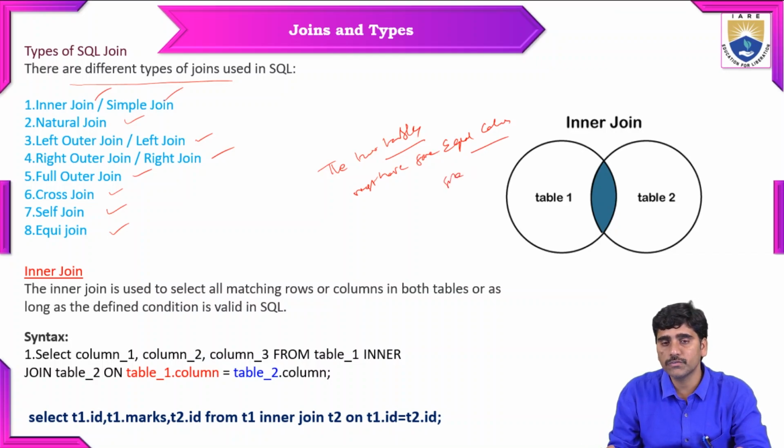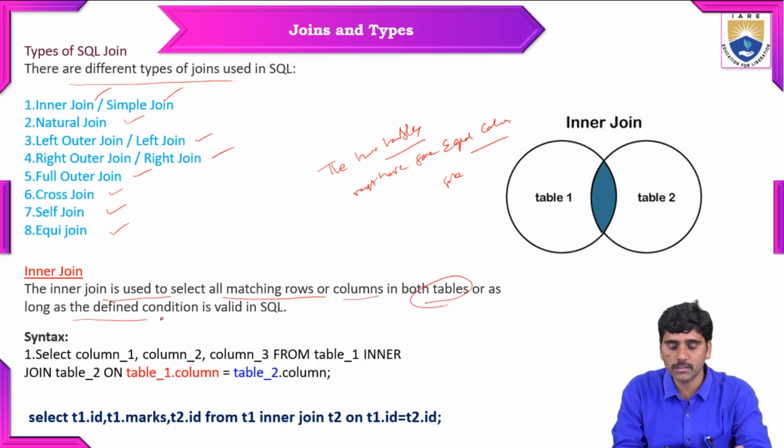So the first one is inner join. Inner join is used to select all matching rows or columns in both tables, as long as the defined condition is valid in SQL. That indicates the matching rows of those two tables, the common rows of the two tables, as long as the defined condition is valid.